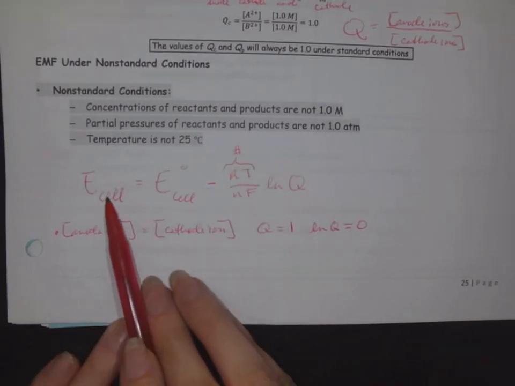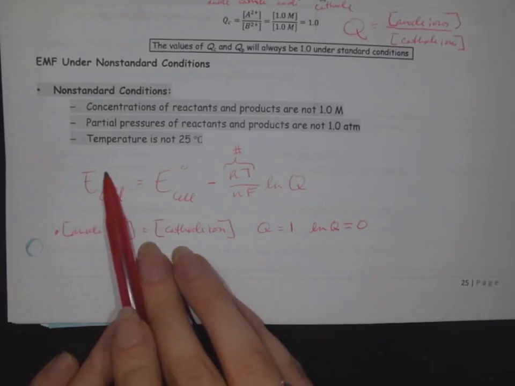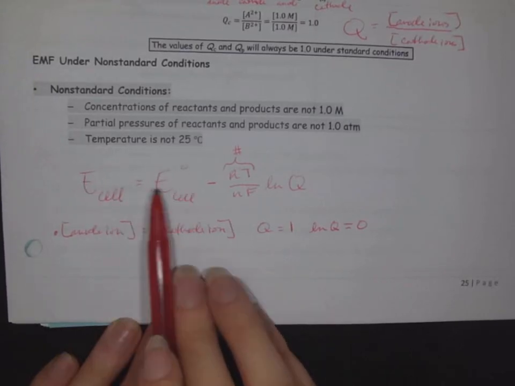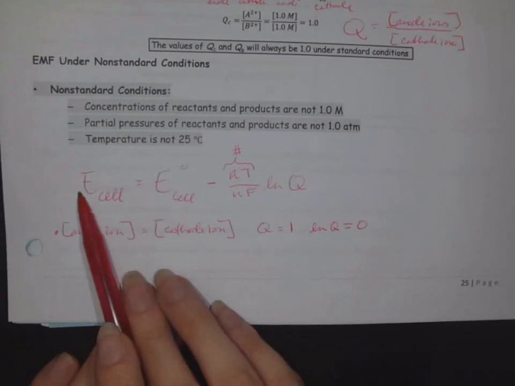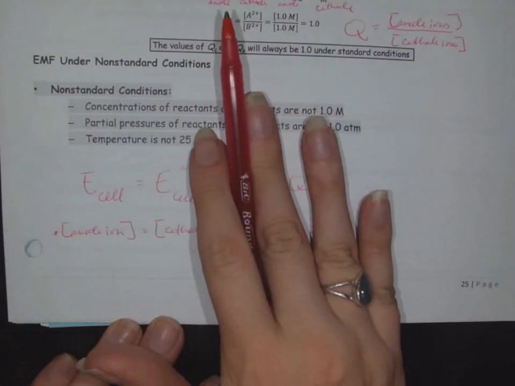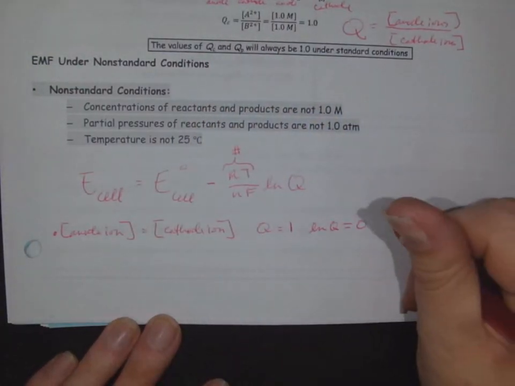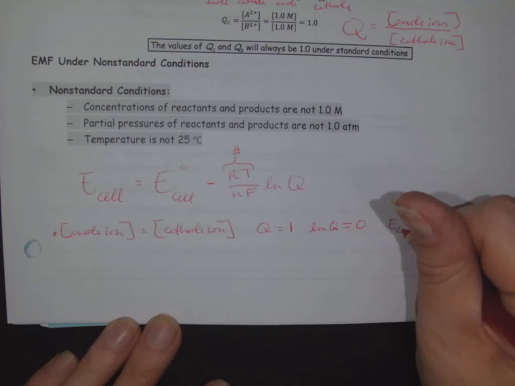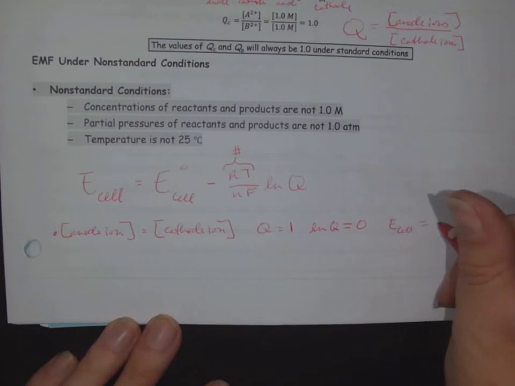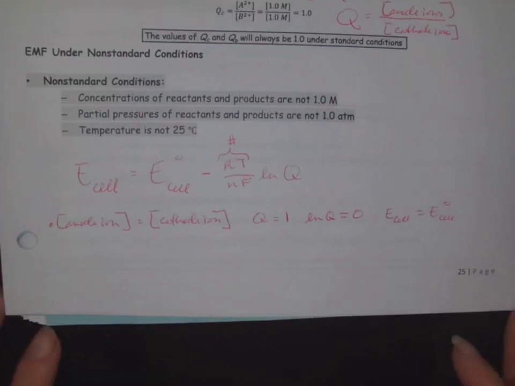So this E cell, this battery that's different than what it was before, the voltage is going to stay the same. The cell potential is going to stay the same because we're subtracting 0. So this new voltage is equal to what it was in its standard form, what it was before.